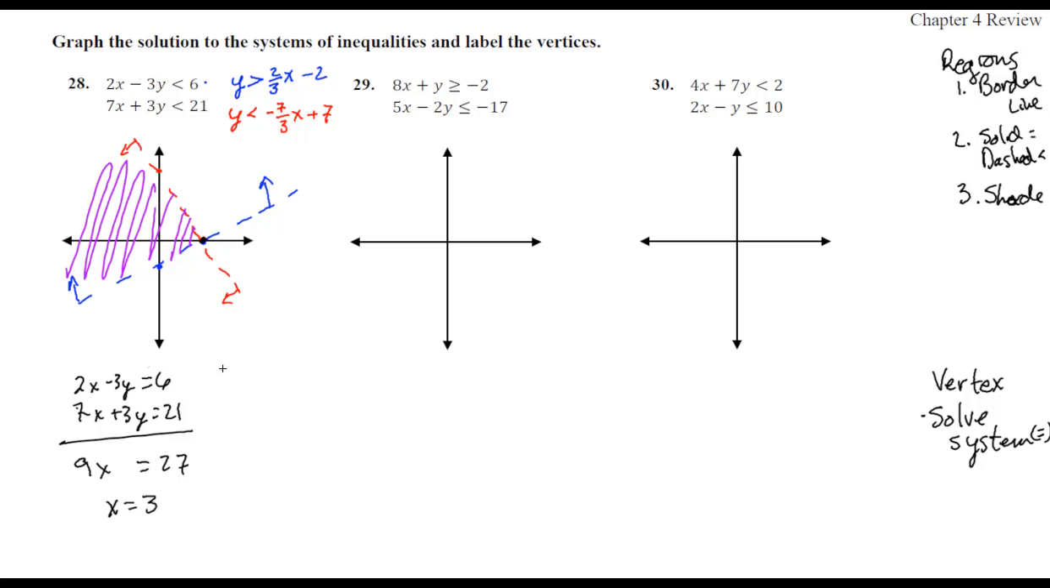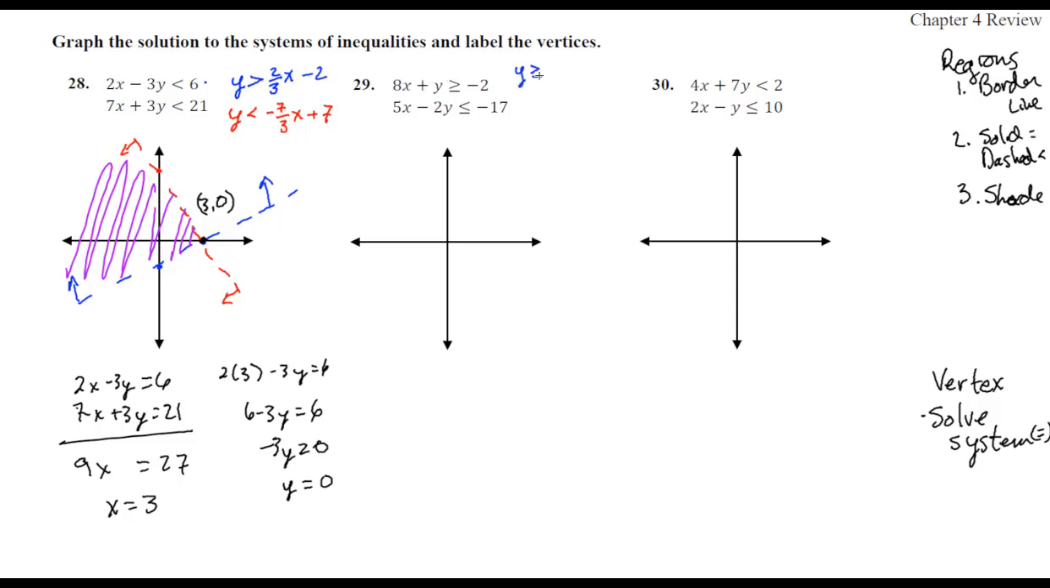Stick 3 up in for either one of those. We get 2 times 3 minus 3y equals 6. That's 6 minus 3y equals 6. And subtract 6 from both sides, minus 3y equals 0. Divide by negative 3, and y equals 0. So that is indeed the point, 3, 0. Excellent.